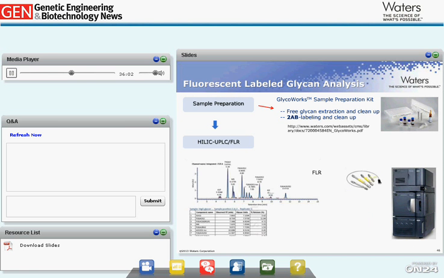This kit helps scientists do free glycan extraction and 2-AB labeling and removal of excess dye prior to UPLC HILIC separation. So after the sample prep, the samples were separated on the UPLC system with the BEH Glycan column chemistry and the UPLC system's H-Class Bio. And you can see this can be run on the Empower system.